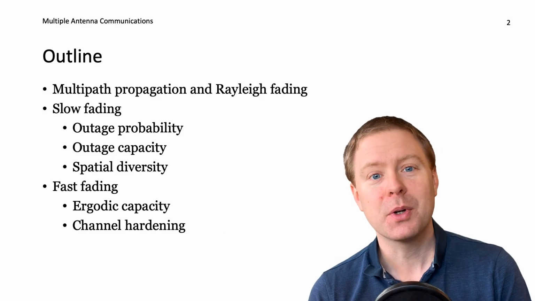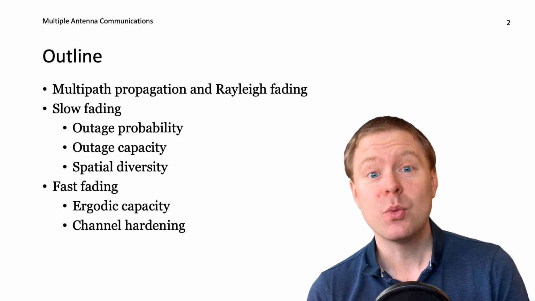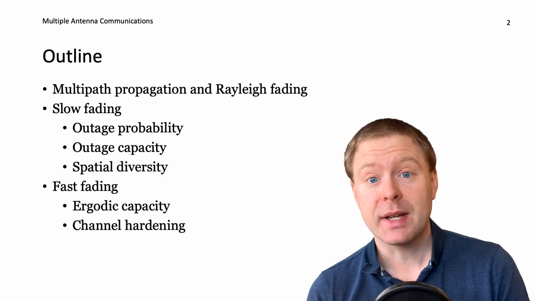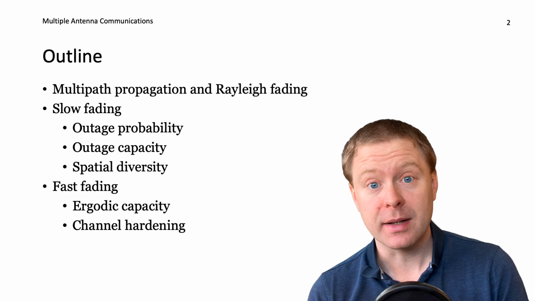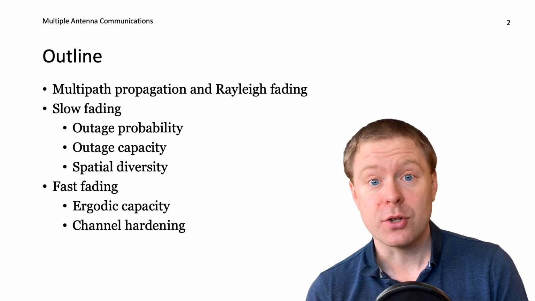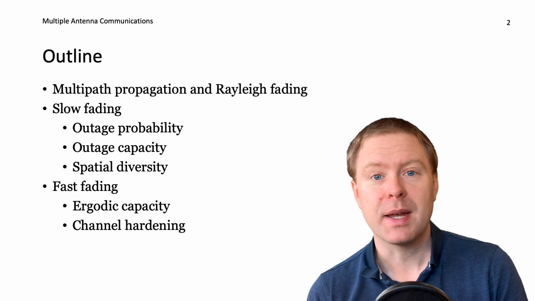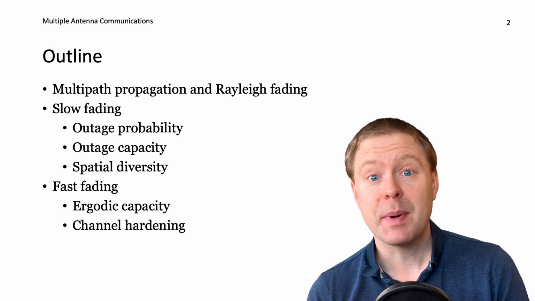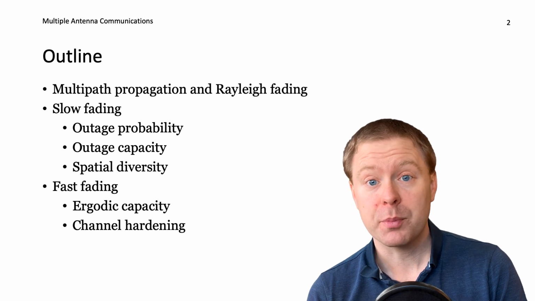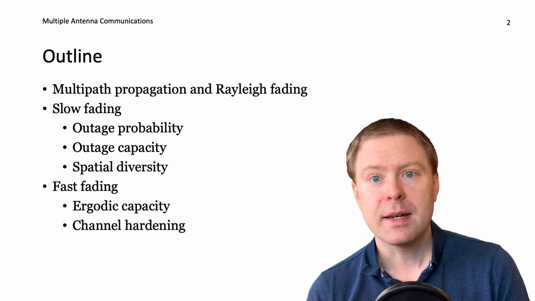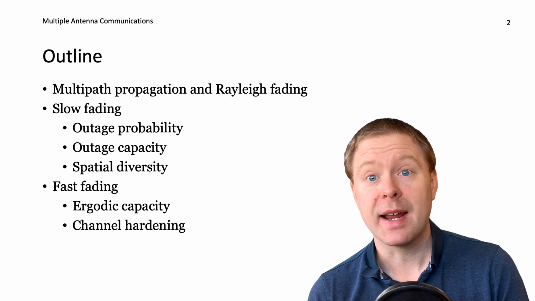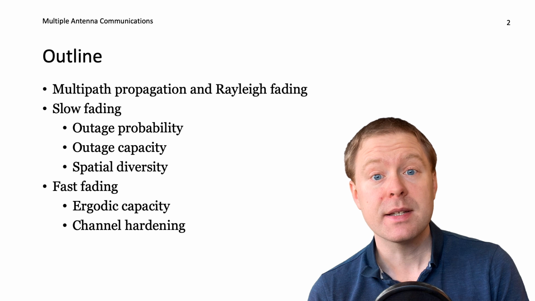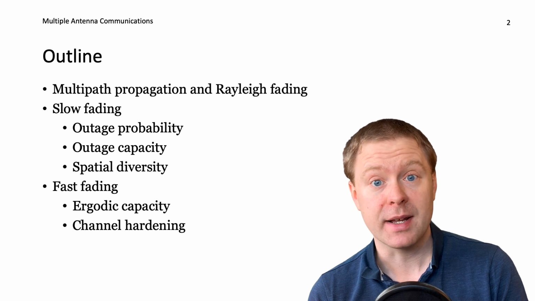In this video, we will talk about multipath propagation and Rayleigh fading, and how to communicate over a channel that is Rayleigh fading. Well, for that, we will consider two categories. The slow fading case, where we'll define concepts such as the outage probability, outage capacity, and spatial diversity that we can get with multiple antennas. And in the fast fading case, we will consider the ergodic capacity and the concept of channel hardening that appears when you have multiple antennas.